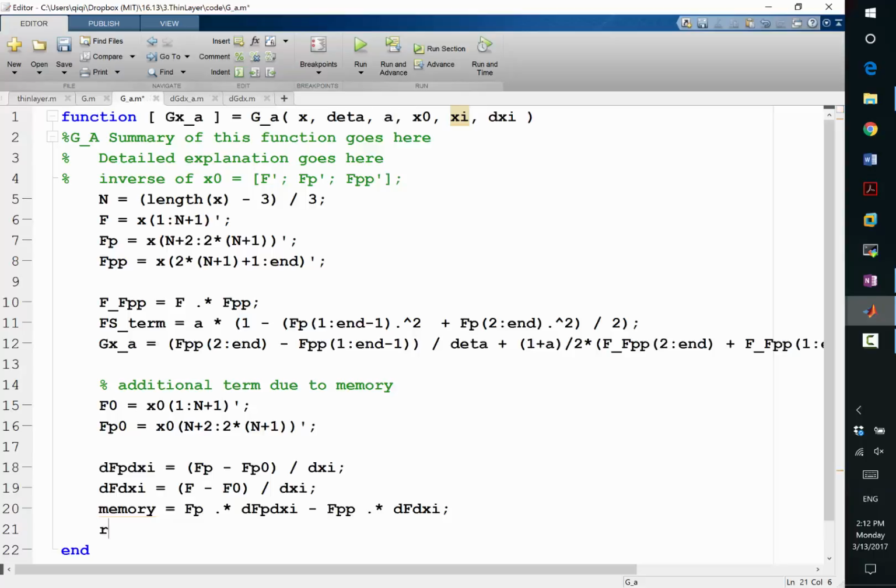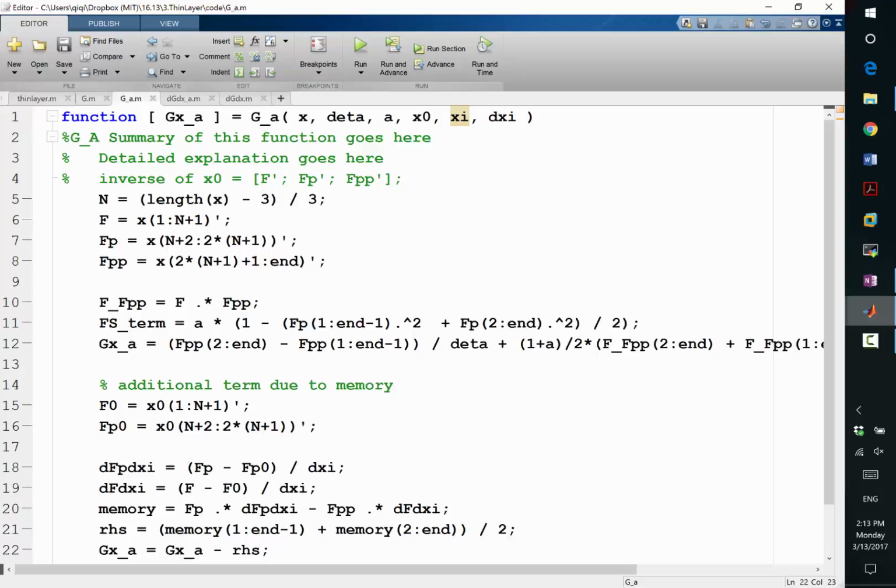Okay. Questions? And my right hand side is going to be equal to, we use the trapezoidal rule, memory 1 to n minus 1 plus memory 2 to n divided by 2. So that's my right hand side. And my gxa is equal to gxa minus right hand side. All right, all done. That is going to give us an evolutionary boundary layer.